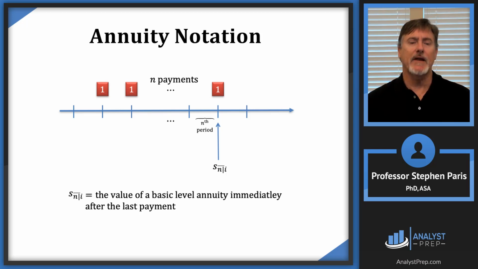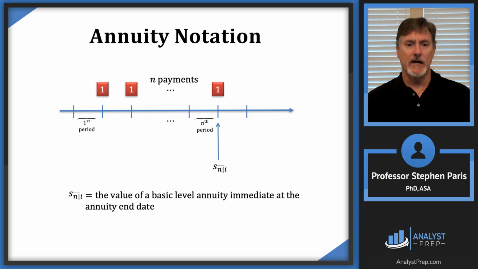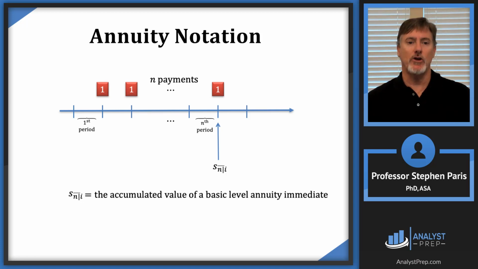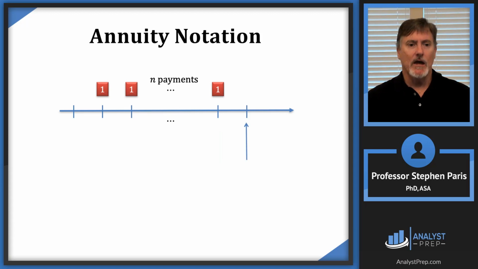That would mean that the last payment is at the end of the last period. That would mean the first payment would be at the end of the first period. And so I could describe this S angle N as the value of a basic level annuity immediate at the annuity end date. I'll simplify that to say it's the accumulated value of a basic level annuity immediate. And then finally, this is going to be the last valuation date.